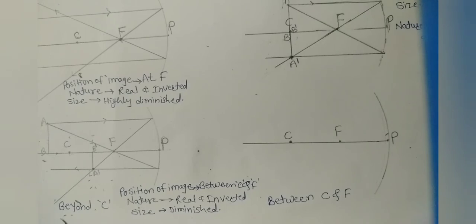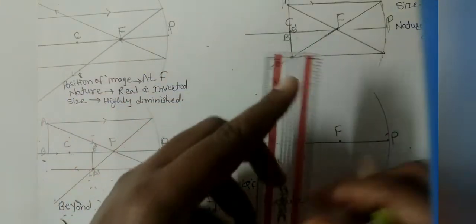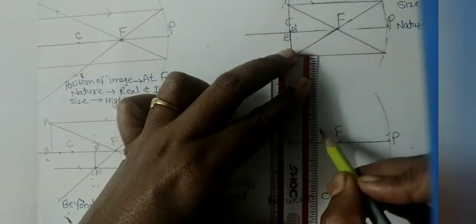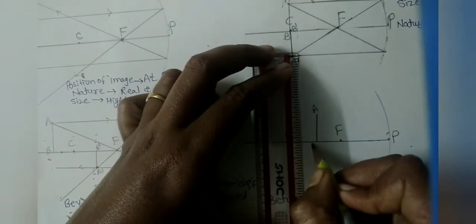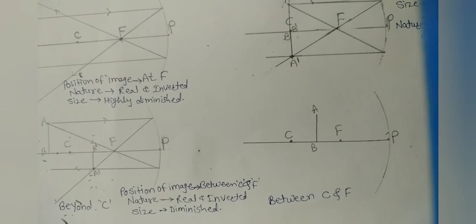The same object AB is placed perpendicular to the principal axis between C and F. So the position of object is between C and F. Object AB we will take. We will take two rays. One a ray parallel to the principal axis passes from principal focus after reflection and another ray passing through the focus incident on mirror and after reflection goes parallel to the principal axis.